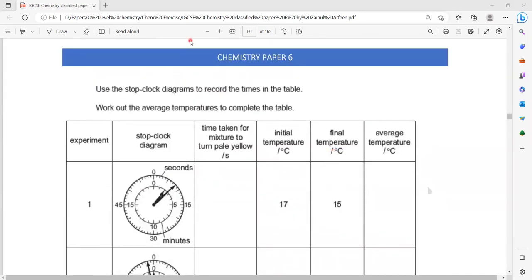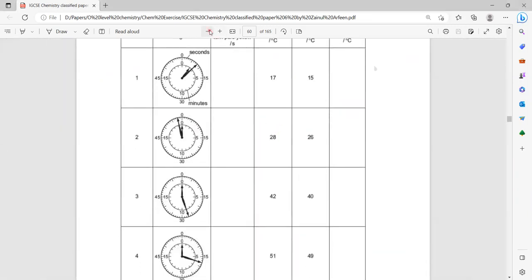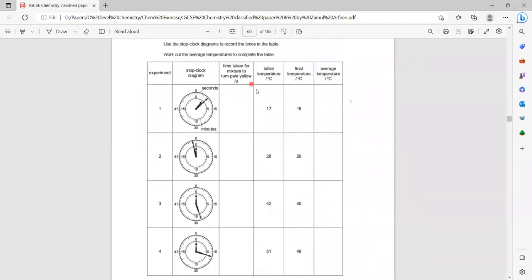Use stop clock diagrams to record the time in the table and work out the average temperatures. Just a minute, I will zoom out, then you can use screen annotation to complete this. Use the time for the mixture to turn pale yellow or light yellow, and the average temperature. So the first one is 128.